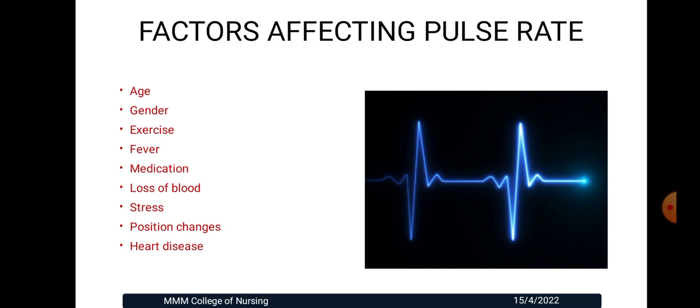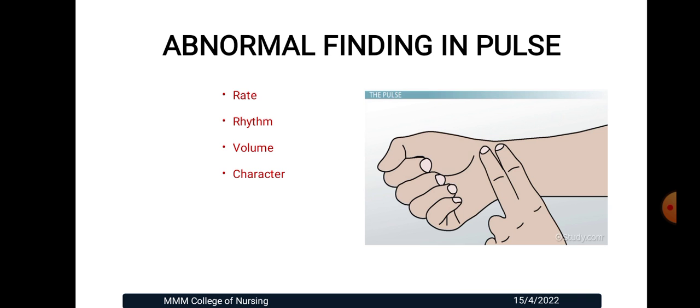Coming to the factors affecting pulse rate: age, gender, exercise, fever, medication, loss of blood, stress, position changes, heart disease. Coming to the abnormal findings in pulse: rate, rhythm, volume and character.